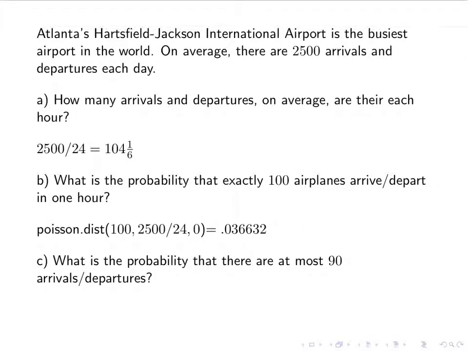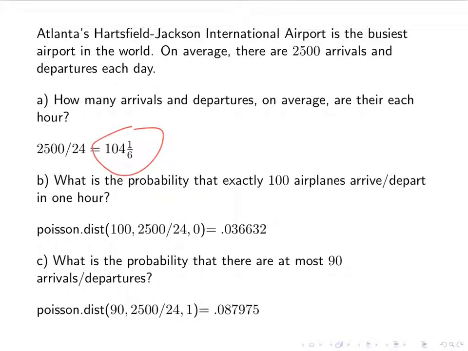What is the probability that there are at most 90 arrivals and departures in the 1 hour? So at most 90 means 0 through 90. So that is Poisson.dist 90, 2,500 over 24, 1. Remember, 1 means I'm going to add up from 0 to x. And that is 0.087975. So again, it's a fairly small amount. We know on average there are over 104. So the fact that we're looking for the probability that there are at most 90, it's going to be fairly small.